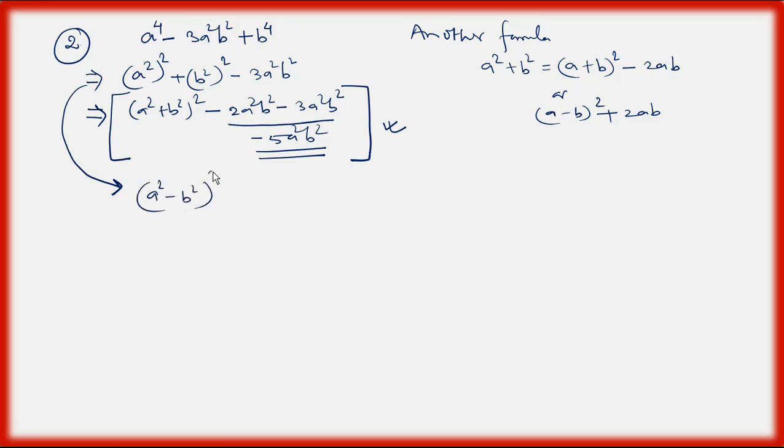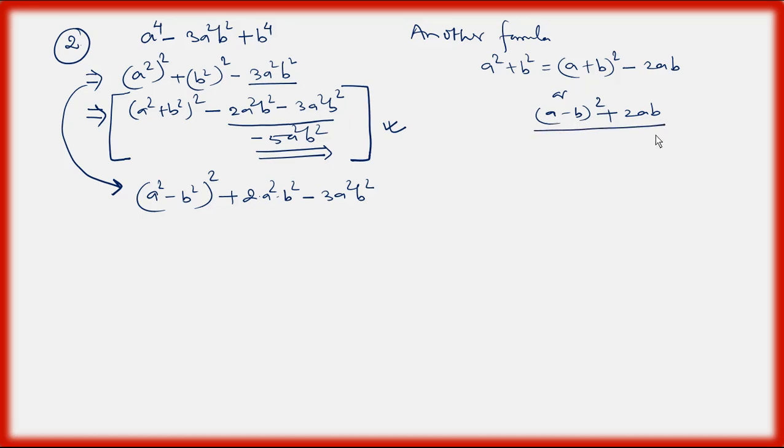(a square minus b square) whole square plus 2a square b square, and this term is minus 3a square b square. Again I want to repeat, if we apply the (a square plus b square) whole square minus 2ab formula, then this minus 2ab and minus 3ab becomes minus 5a square b square. a square and b square are square numbers, but 5 is not an exact square number. That's why we should not go in this way. So let's think of another formula.